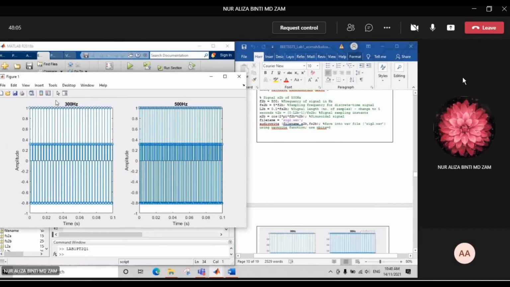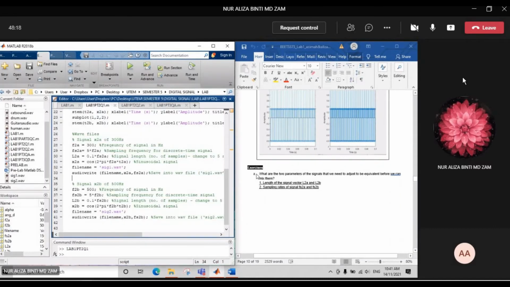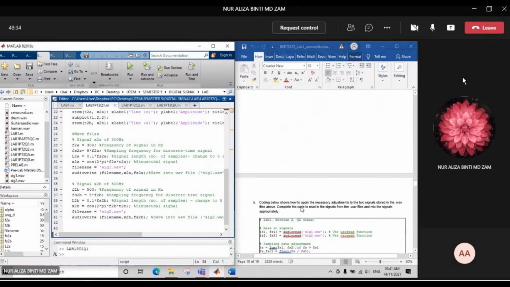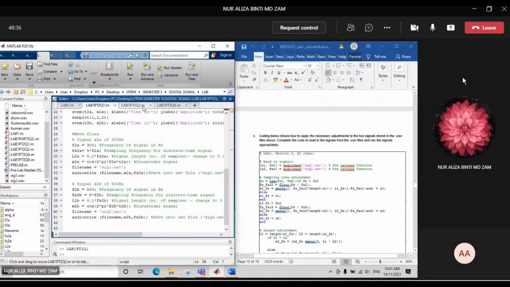This is the graph for 3 Hz, and this is the graph for 5 Hz. The X label is time and the Y label is amplitude. For the exercise: what are the two parameters of the signal that we need to adjust to be equivalent before we can mix them? First, the length of the signal vector, L2A and L2B, and second, the sampling rate of the signals, FS2A and FS2B. Okay, so we move on to the next question.